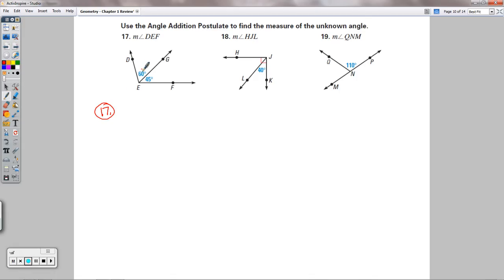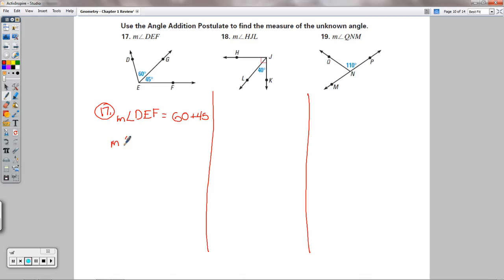So on this one, the unknown angle, well, we know DEG is 60. We know GEF is 45. The unknown angle would be DEF, the big one. So the measure of angle DEF would be 60 plus 45. That'll be good enough for what we're doing here. So the measure of angle DEF is 105 degrees.